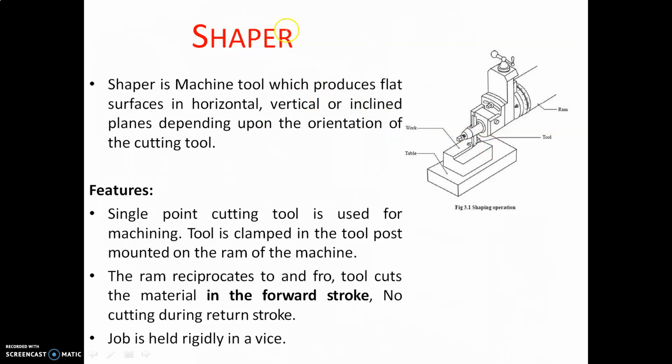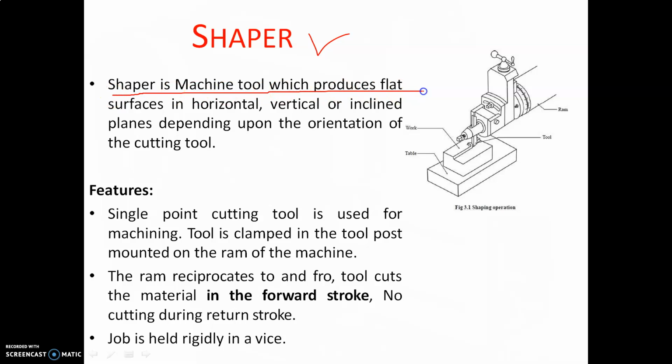Okay, next topic is shaper machine. So shaper is generally preferred for machining only flat surfaces, whether a vertical surface, horizontal surface or inclined surface, only producing plane surfaces. It is a special type of machine preferred only for making accurate surfaces with a faster rate of production.